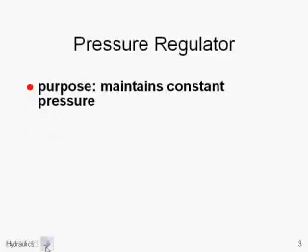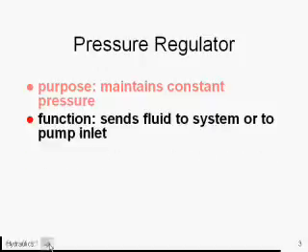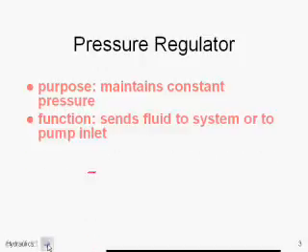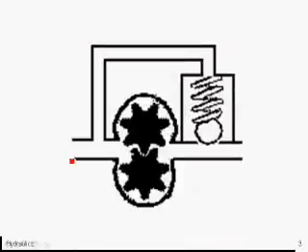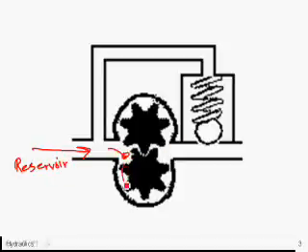Pressure regulator is there to maintain a constant pressure, so the pressure doesn't go too high, the pressure doesn't go too low, and it does it by either sending fluid into the system or into the pump inlet. I'll show you how it works here. So let's just say here comes the fluid from the reservoir, and the fluid comes in here and it gets pushed around in this direction. Fluid gets caught in here, goes around in this direction.